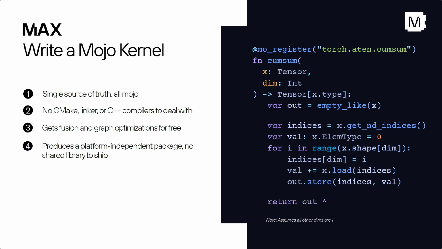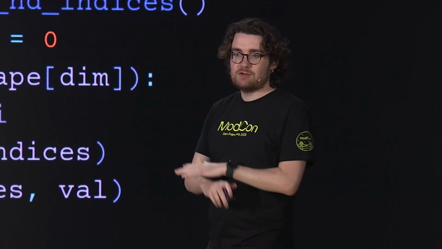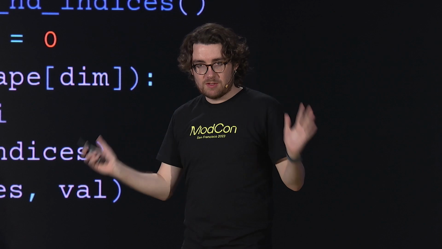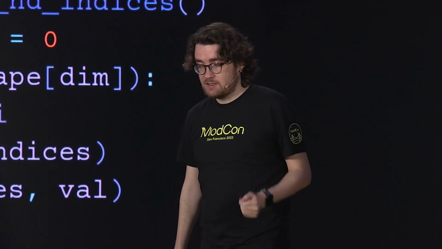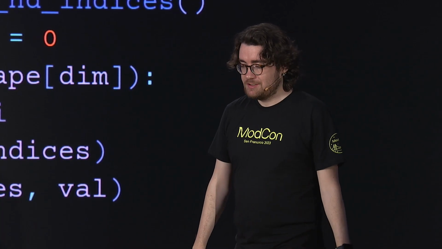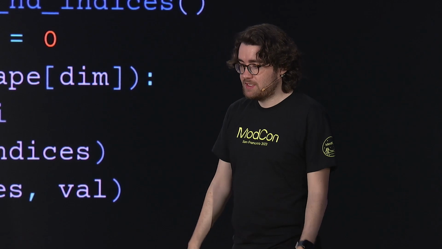Under the hood, PyTorch uses this thing called A10, and that's why it says A10. But this is the PyTorch cumulative sum being overridden. And single source of truth, it's all in Mojo. There's no C++ linker, no C++ compiler to deal with. It's very easy. It builds very fast, and the PyTorch custom op actually takes several seconds just to build, whereas this is much, much faster.